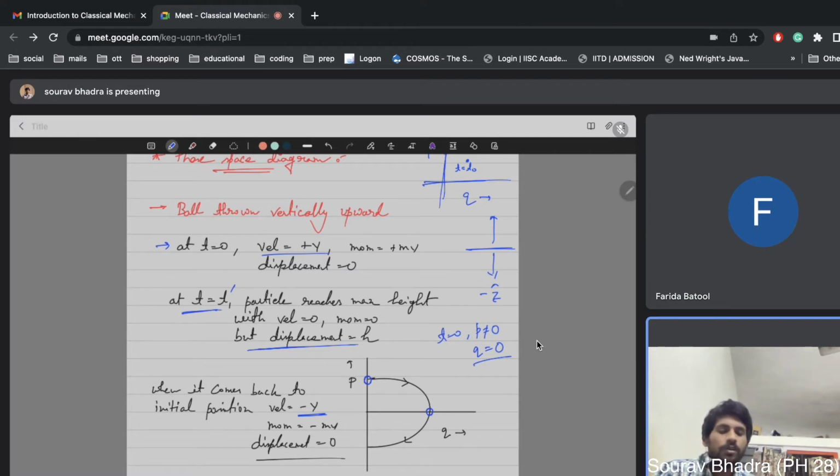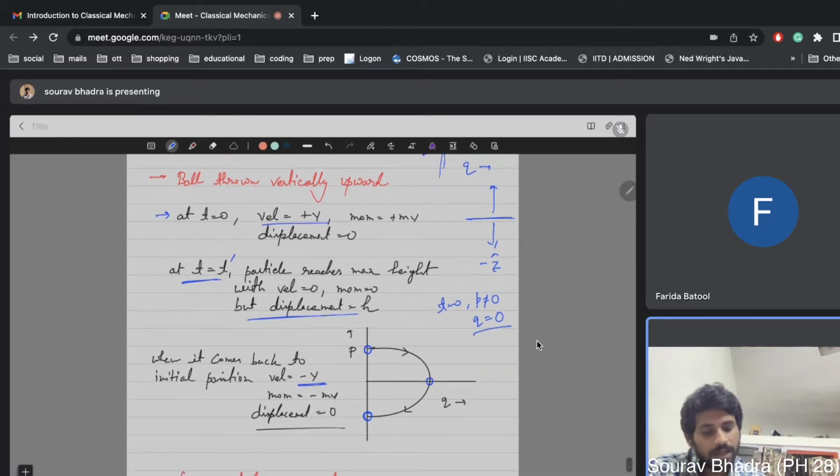And at the time when it reaches your hand again, the displacement is again 0, but the velocity just before it touches your hand is minus v, as well as the momentum is minus mv. So this is the point which denotes the end position of the particle. That means you are getting a non-zero negative momentum as well as velocity and a 0 distance because it has reached your hand again after achieving the highest distance.